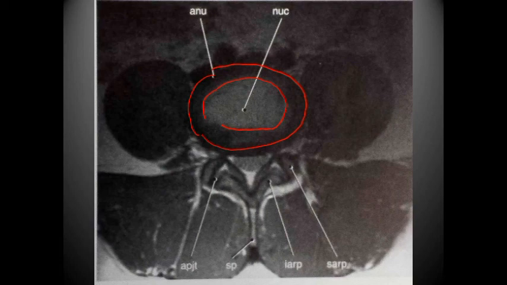Here we see two processes. We have the superior articular process and the inferior articular process. Here we have the spinous process. We're not really showing the transverse process. Additionally, on each side of the vertebral body, we have these two rounded structures. Those are the psoas muscles.